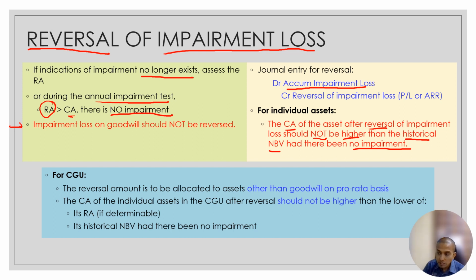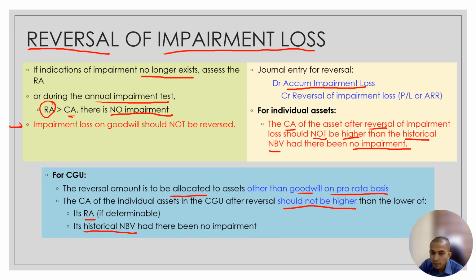For a CGU or cash generating unit, the reversal amount is allocated to assets other than goodwill, on a pro rata basis. Similarly, the carrying amount of the individual asset in the CGU after reversal should not be higher than the lower of the recoverable amount or the historical net book value had there been no impairment loss. Basically, this is the step for impairment loss.